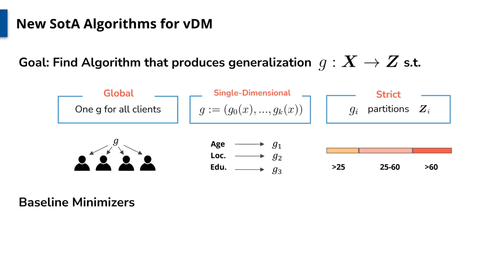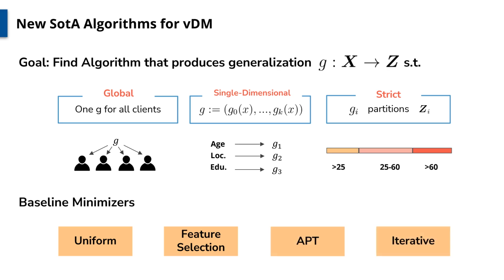First, we could simply split the input ranges uniformly. Otherwise, we could also apply commonly known feature selection mechanisms that are known in the machine learning community. Both of these are special cases of vertical data minimization. Additionally, there exists one prior work by Goldstein et al. based on tree pruning algorithms that is called APT. And we also introduce another more involved baseline called iterative, which uses dynamic programming to find better generalization boundaries.